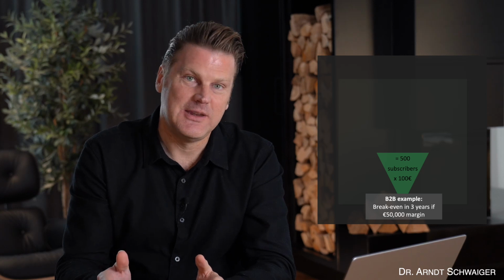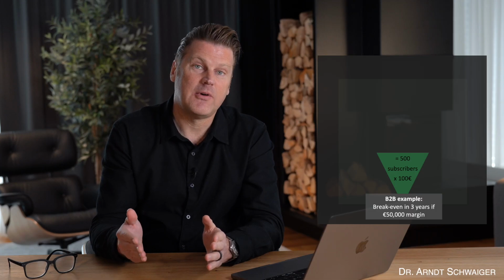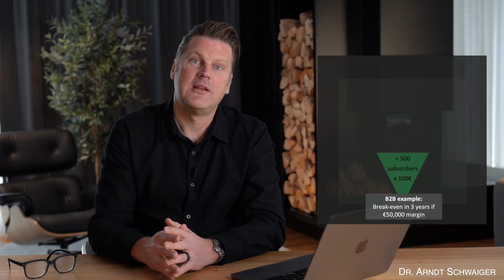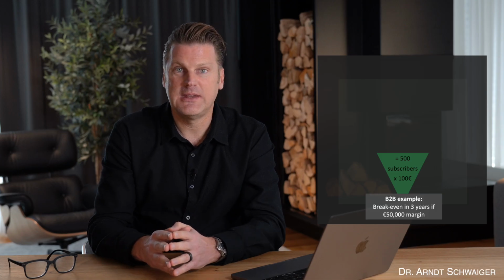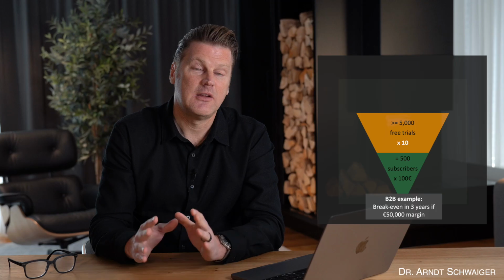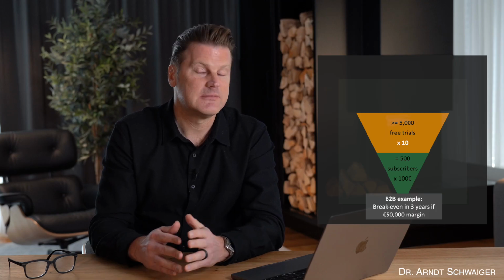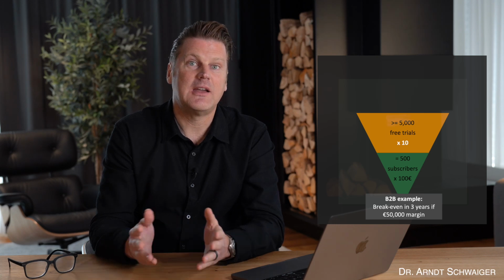And let's continue to calculate backwards. Where are the paying customers coming from? The step before was checking out the free trial version, and the ratio from free trial version to subscribing was 10%. So to have 500 company customers, you need at least 5,000 free trials. So 5,000 companies are checking out your free trial. Sounds already a little bit more. So where are they coming from?